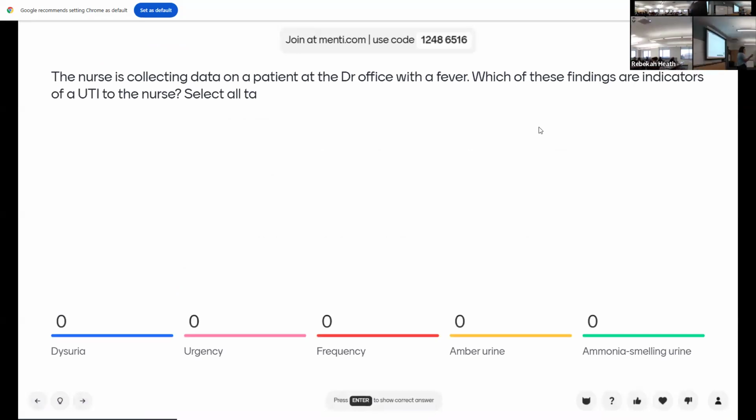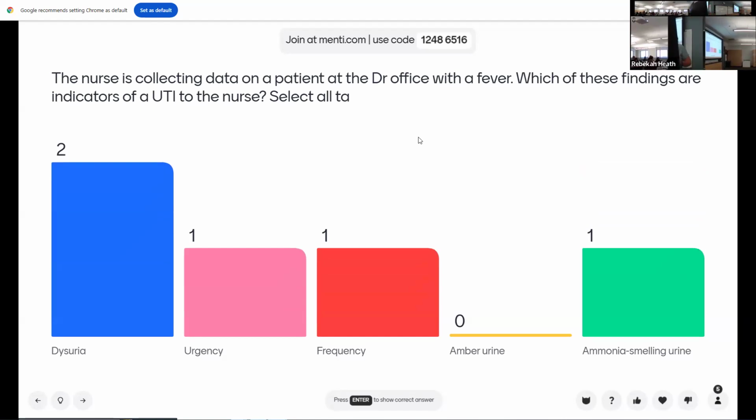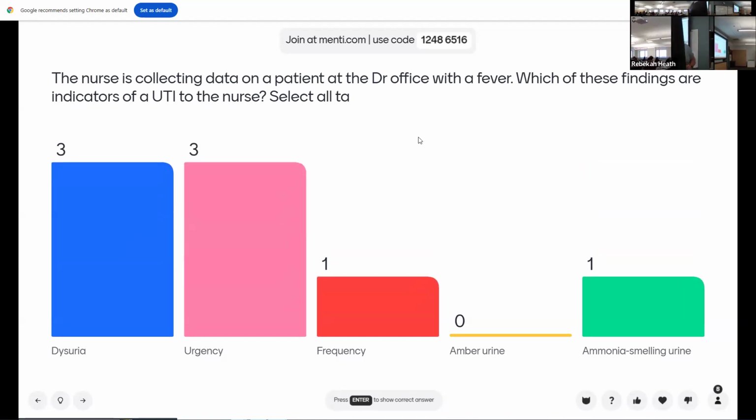So here's a question for you guys to answer on your computers. The nurse is collecting data on a patient at the doctor's office who has a fever. Which of these findings are indications of a UTI to the nurse? Select all that apply. So you should be able to select multiple answers. Oh, it only lets you do one? Excuse me. Okay, well, answer the one you think is most probable and we'll go over the correct answers.